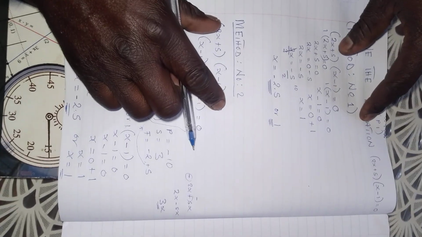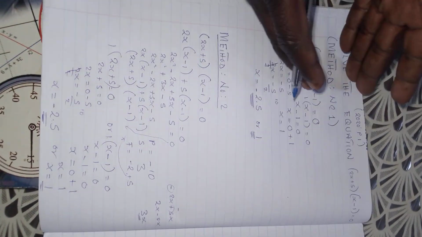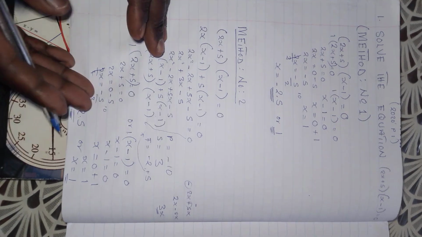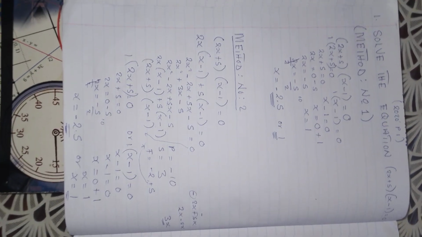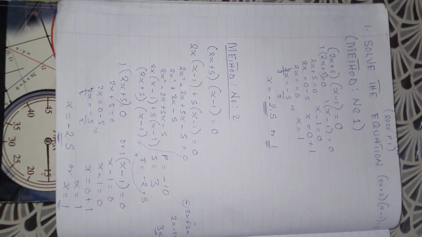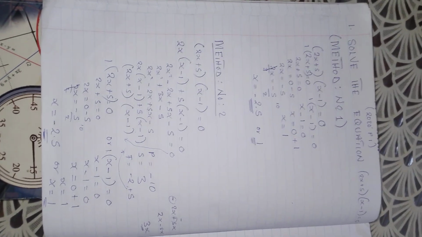So, let's compare. Let's check what is here and what is there. The answers are just the same, but different methods. You don't need to panic. If you have forgotten that one, you can even use this one. If you know this one, you can even use that one. So, when you are learning, you must know even 4 or 5 different methods for one topic. Then you will pass your final exam.